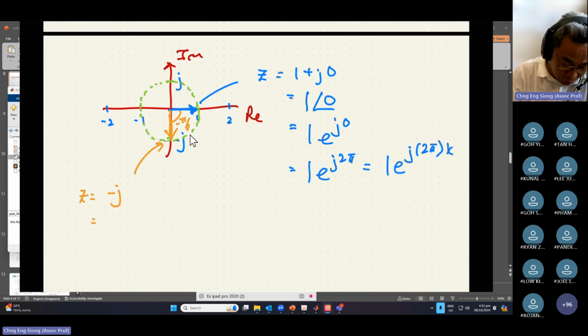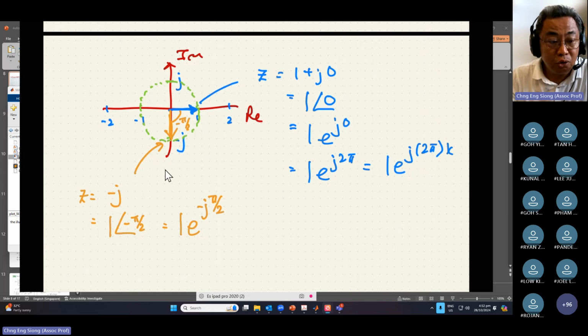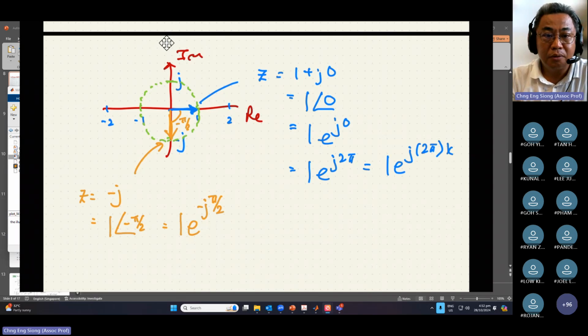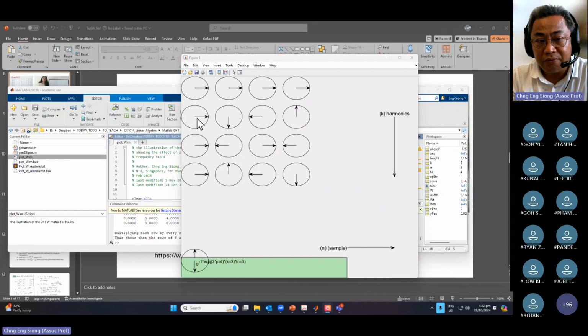So this is equal to 1, or I should write 1 angle minus pi over 2, or I can write 1 E minus J pi over 2. All these three notations are the same, talking about this same vector. Minus J pi over 2, or 1 shorthand minus pi over 2. Minus means clockwise direction. So this is the second one. The first one is 1, the second one is minus J, the third one is -1, right?